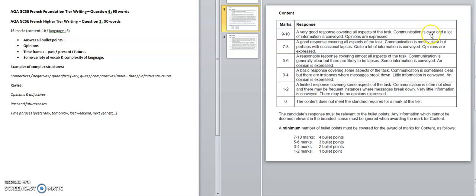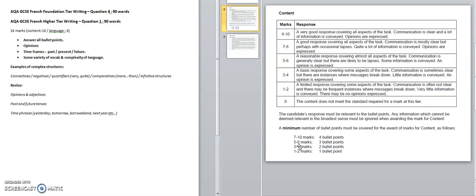So far more important than complexity is that you're clear, that you're not making errors that mean we don't know what you're trying to say. Because the content mark, there are more marks for content than there are for language. So it's most important that it's understandable and that you answer all aspects of the task. And you can see here the little table at the bottom showing you that if you miss a bullet point off, if you only mention 3 of them, the highest score you can get for language is 6 marks.